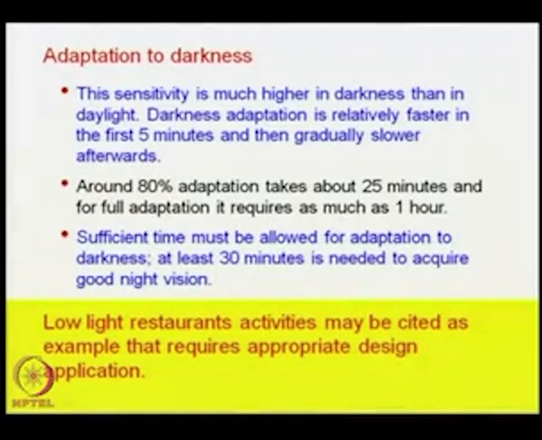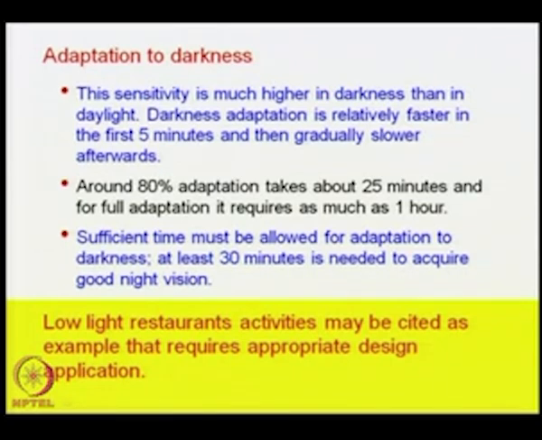Adaptation to darkness: this sensitivity is much higher in darkness than in daylight. Darkness adaptation is relatively faster in the first 5 minutes and then gradually slower afterwards. Around 80% adaptation takes about 25 minutes and for full adaptation it requires as much as 1 hour. Sufficient time must be allowed for adaptation to darkness; at least 30 minutes is needed to acquire good night vision.